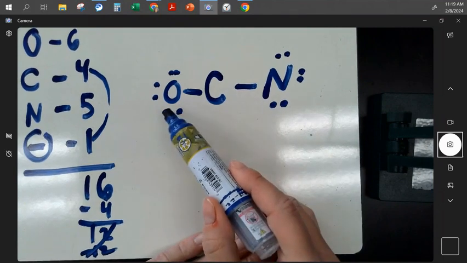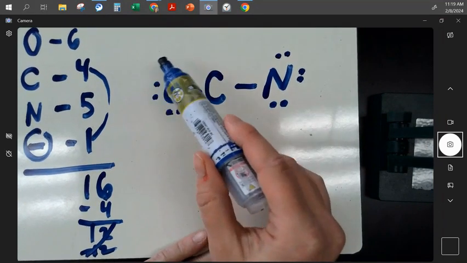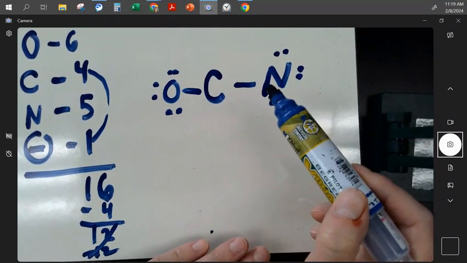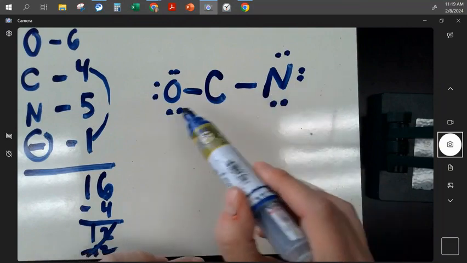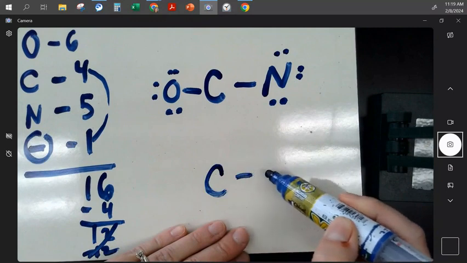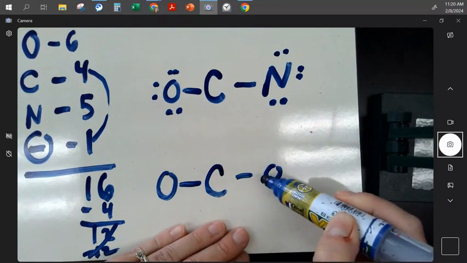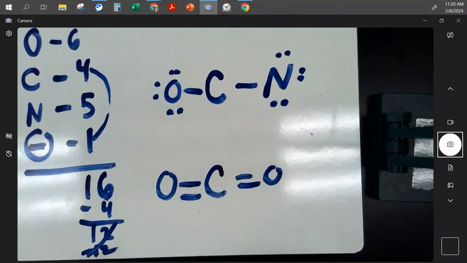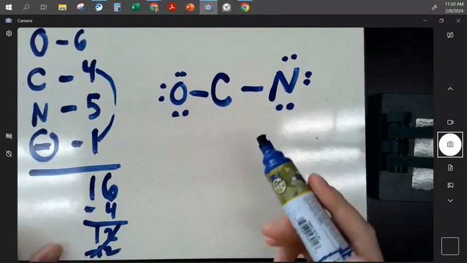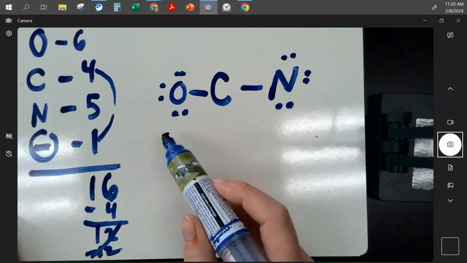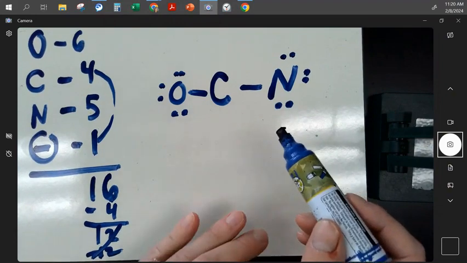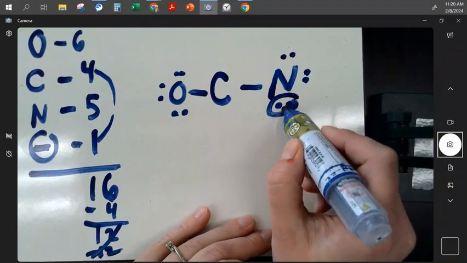Here, oxygen has 2, 4, 6, 8. Nitrogen has 2, 4, 6, 8. But carbon doesn't. This one is a weird one. We have to pick which one's going to share. If they're identical, like the other one that comes up, CO2, we just make both of the oxygens share, and then there are double bonds. This one's weird because we're going to make nitrogen share twice. Because oxygen is more electronegative, it wants to keep its electrons. Nitrogen, we're going to make it share twice.